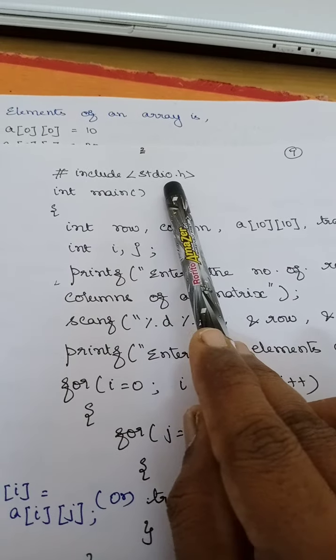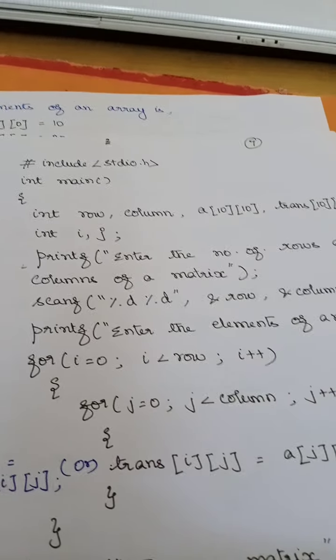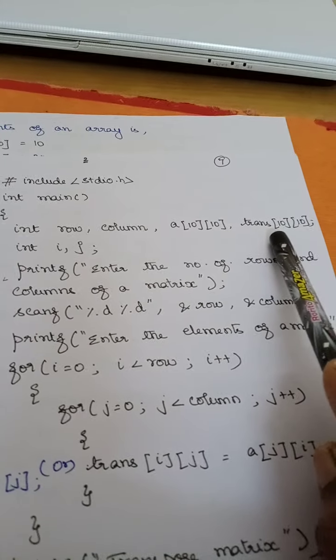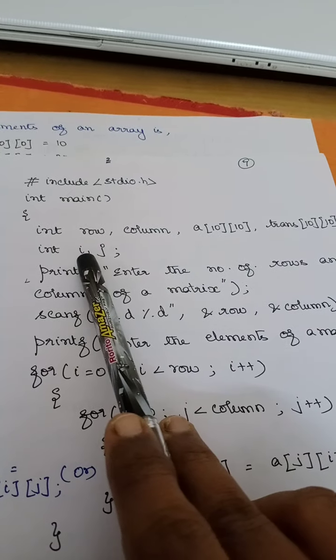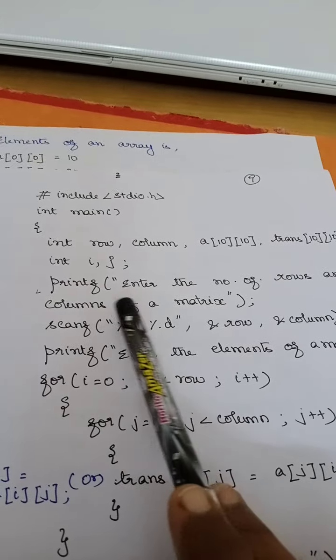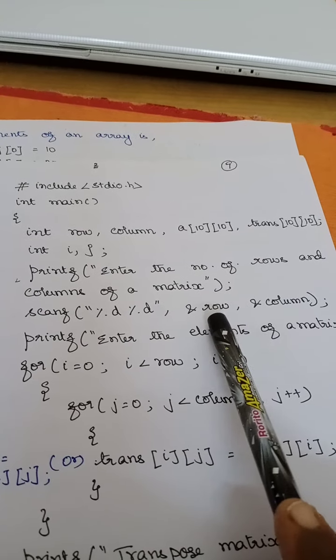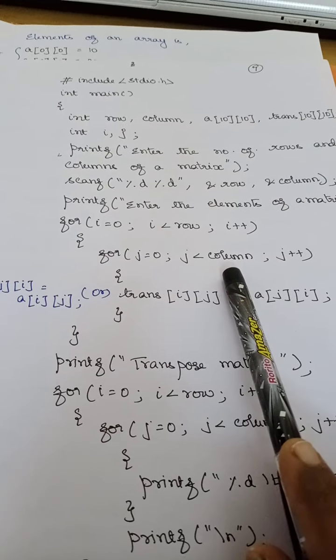#include <stdio.h>, main. So 2 variables, row and column. Here I am going to use only one array A, so one row and column variable is enough. And then I am going to store the transpose in another array called trans. And here I and j I am going to use in a loop. And here I am reading the number of rows and columns of a matrix into the variables row and column. And here I am reading the elements of a matrix using 2 for loops, right?